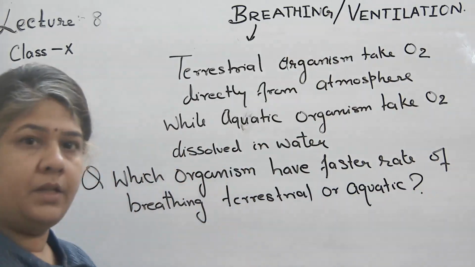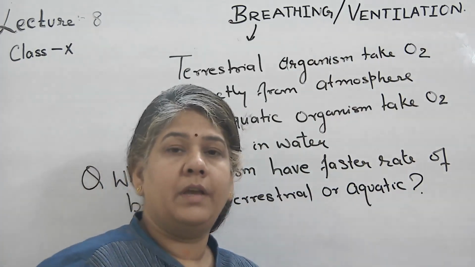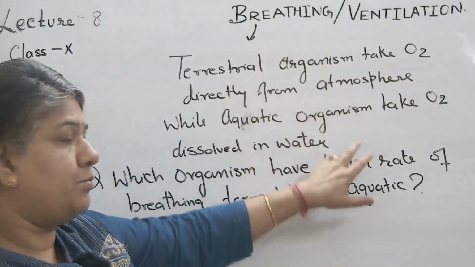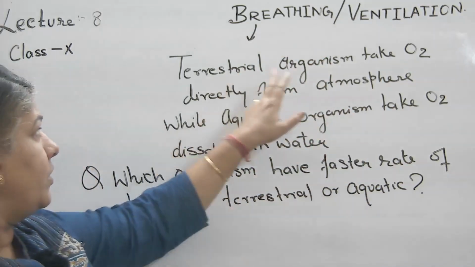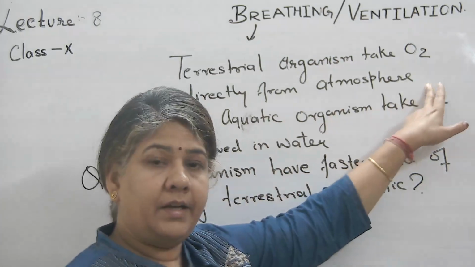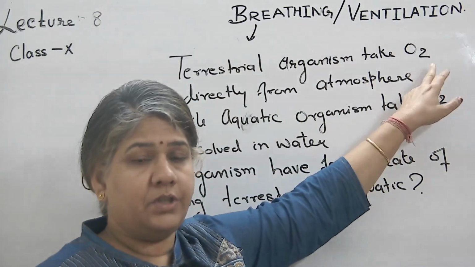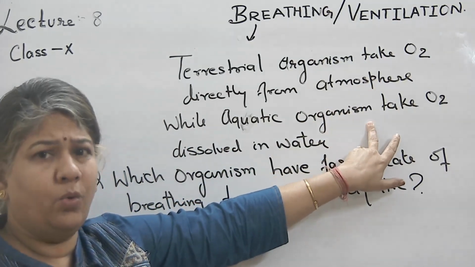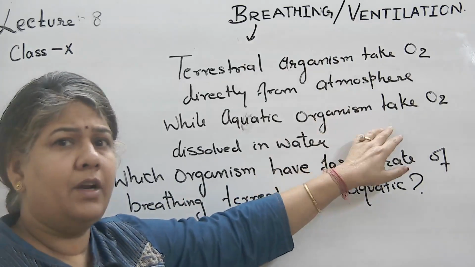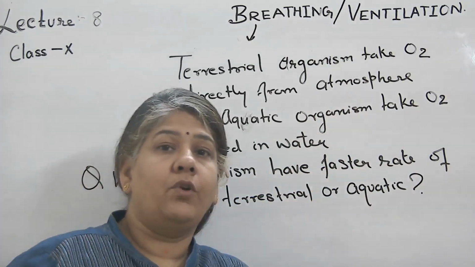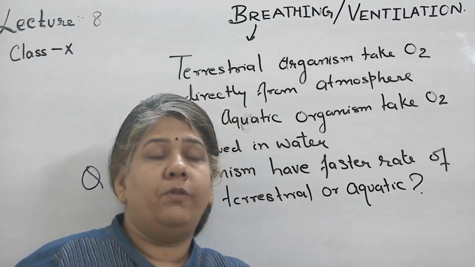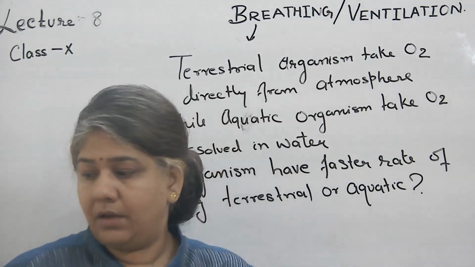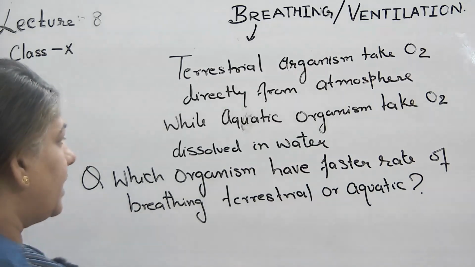See, this question may be either asked directly or it may be part of an assertion reason type question or MCQ. So the answer comes from this information, that terrestrial organisms are taking oxygen directly from the air. The percentage of oxygen in air is 21% and here the dissolved oxygen is fairly low. So the organisms which are in water need to breathe faster to fulfill their oxygen demand. So the breathing rate will be faster in aquatic organisms. So you may write down the answer also.